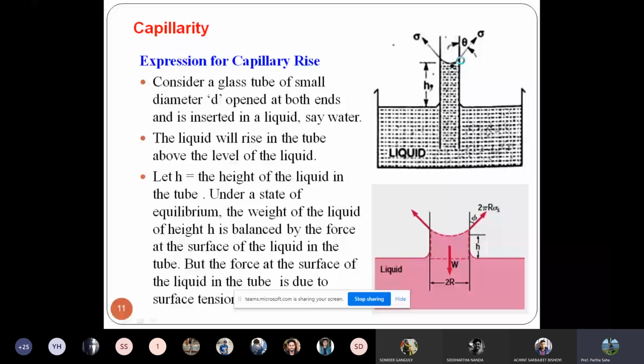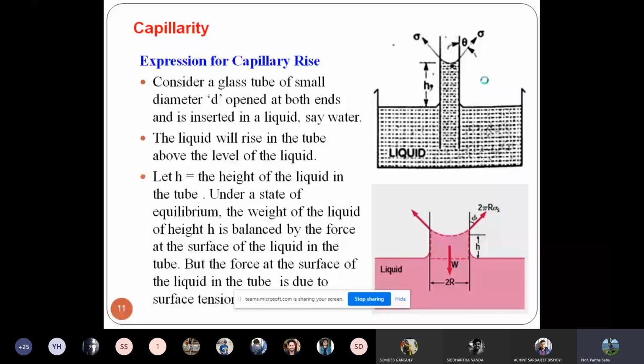So the most important question is, how does the liquid remain stationary inside the tube? What are the forces acting upon it? There are two forces acting upon it. One is the weight of the liquid, which tries to pull it down. Another is the surface tension force, which tries to pull it up. When a liquid, especially water, rises in a tube, these two forces balance each other and keep the liquid stationary at that position.